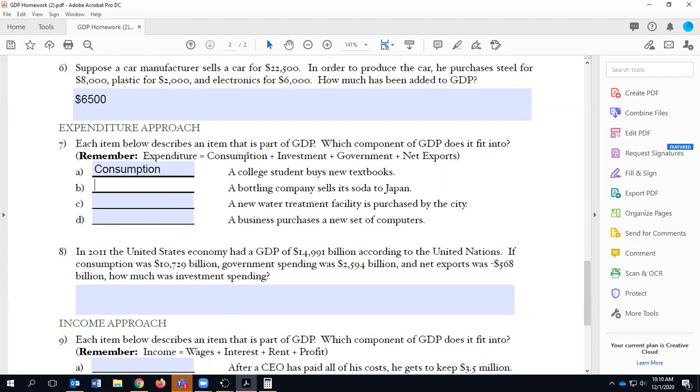Remember, consumption is people buying things, investment is businesses buying things, government is government buying things, and net exports is us selling things to another country. A new water treatment facility is purchased by the city. Government. Remember, the city is government. A new business purchases a new set of computers. What's our last one? Investment.